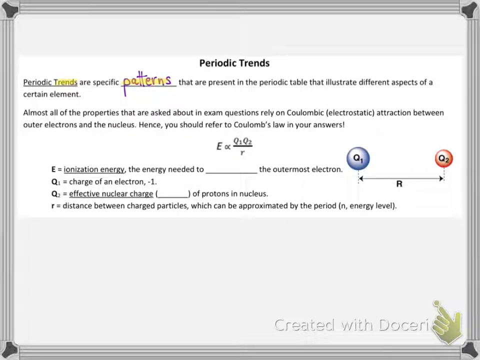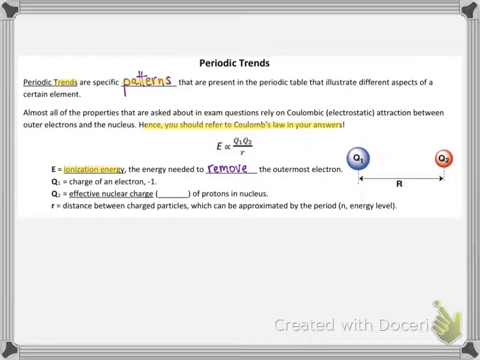This means you should always, either specifically or at least obliquely, mention Coulomb's law in your answers. Coulomb's law, of course, is that magical equation that says the energy of attraction is directly proportional to the magnitude of the charges, the positive and the negative, and inversely proportional to the distance between the charges. For periodic trends, often that energy of attraction is going to specifically be the ionization energy, which is the energy needed to remove the outermost electron from an atom or ion.